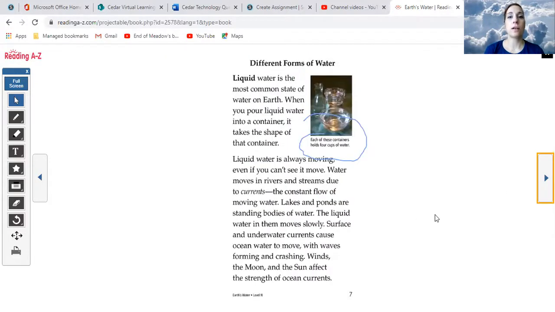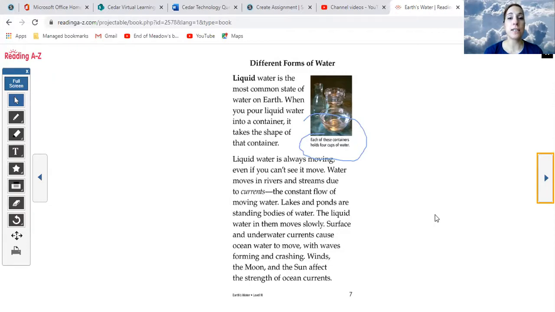Different forms of water. Liquid water is the most common state of water on Earth. When you pour liquid water into a container, it takes the shape of that container. Liquid water is always moving, even if you can't see it move. Water moves in rivers and streams due to currents, the constant flow of moving water.